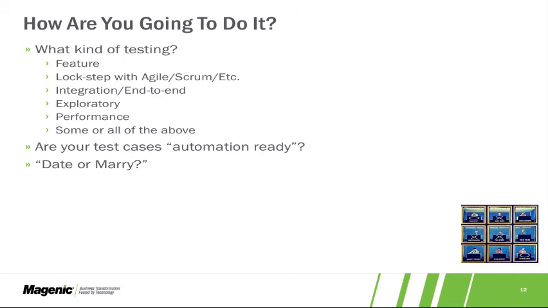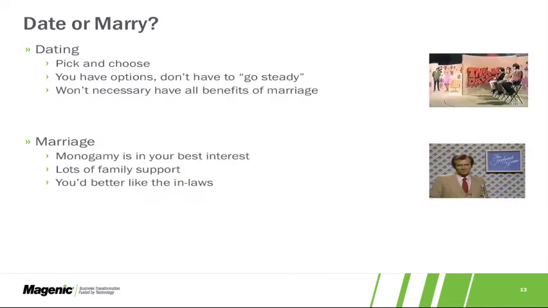And are you going to date or are you going to marry your test tool? So if you're dating, you get to pick and choose. Hey, you know what? I like this particular technology for web browser, but I like a different one for mobile and yet another one for web services. You have options and you don't have to go steady. So just like in real life, perhaps the person that you take to the symphony is not the same person you would go with to the Slayer concert. You have options. You can pick and choose. You can merge things together where appropriate, but you won't necessarily have all the benefits of marriage.